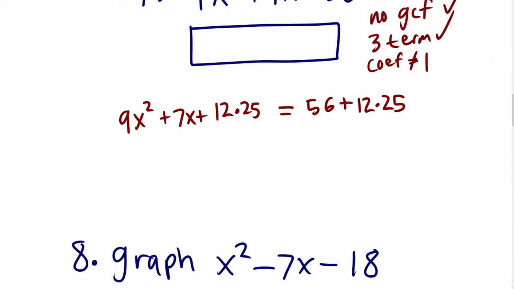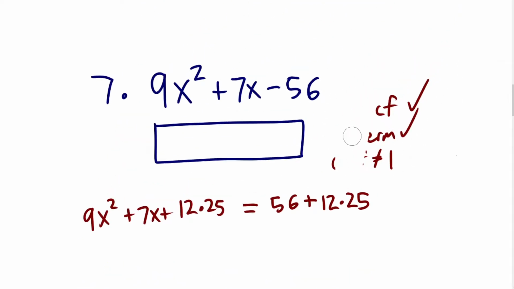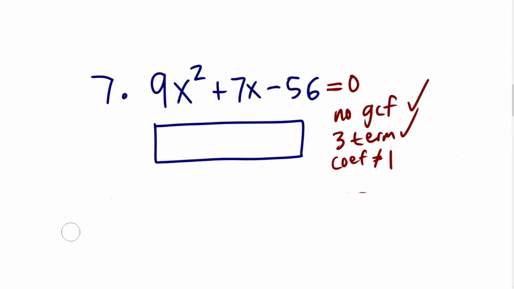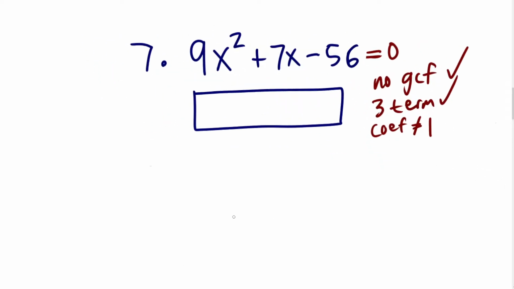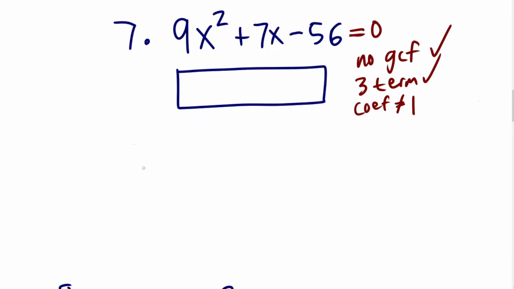Anyway, now we'll go back up to the quadratic one, and we'll just do another practice for this. And these still ring true: no greatest common factor, it's a 3-term polynomial, and the coefficient does not equal 1. So we'll take our b term, which is 7. So negative 7 plus or minus the square root of 7 squared, which is 49, minus 4 times 9 times negative 56. We're going to make it adding because it's negative 4 times a negative. So it will be plus 2016.